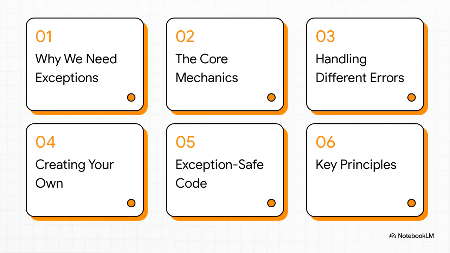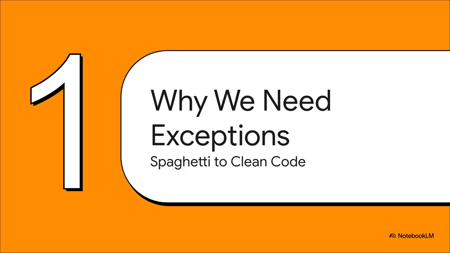First, we'll talk about why we even need exceptions. Then we'll get into the nuts and bolts, the try, catch, and throw. After that, we'll see how to handle different kinds of errors, how to make our own custom exceptions, and then we'll hit the really crucial topic of writing exception-safe code, wrapping up with some key principles for making your software rock solid. Okay, so first things first, why bother with exceptions at all?